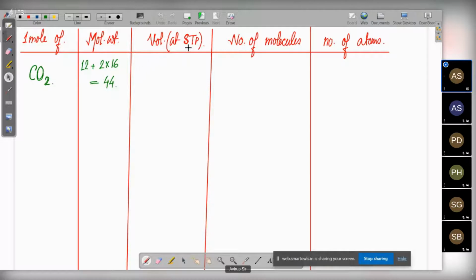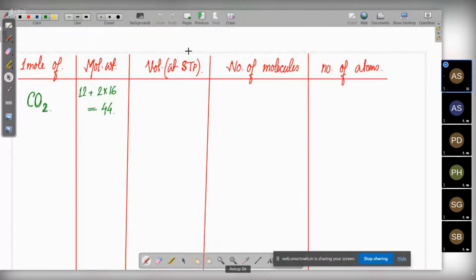This is at normal standard temperature and pressure. STP means standard temperature and pressure. So the volume occupied in this case is 22.4 liters.